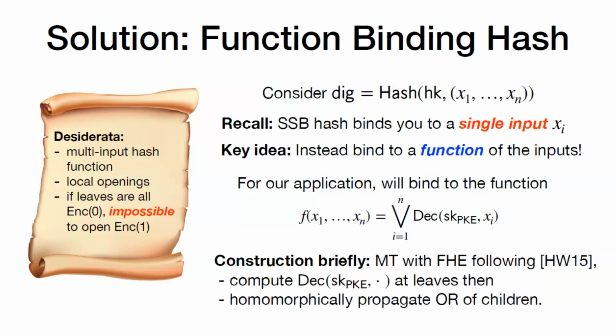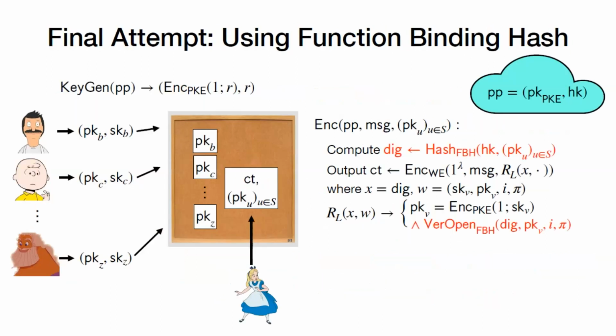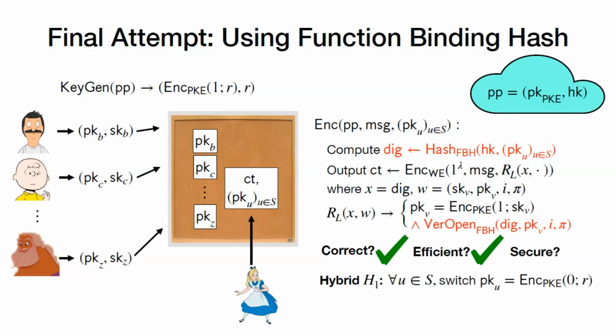Very briefly, this goes through the construction of proof-checked wicks, where you construct a Merkle tree, and you use FHE to evaluate first this decryption function at all the leaves, and then you can homomorphically propagate the OR of each of the children down to the roots. So if you're familiar with proof-checked wicks, this is the high level of how this is actually constructed. Okay. And the point is we plug this hash function into where we had the Merkle tree before. Correctness and efficiency hold just as before. For security, after switching all the encryptions to 0, again, we now have that x is not in the language, and so we can apply the witness encryption security to switch to something unrelated and finish the proof.